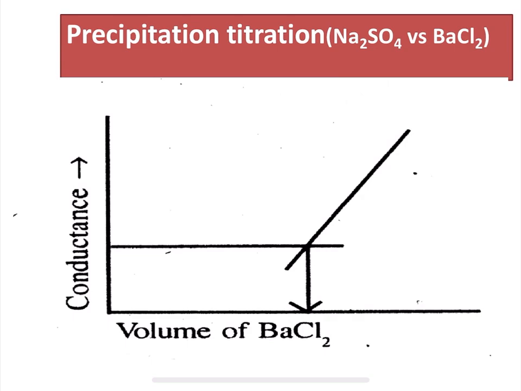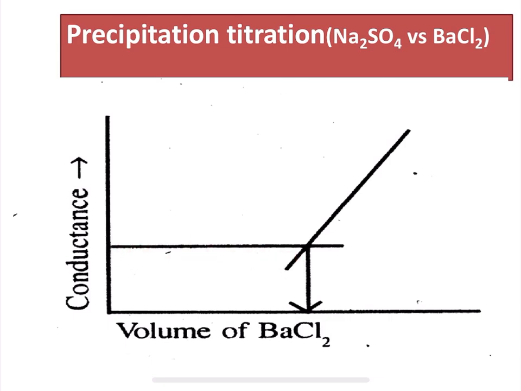So till the end point, what happens here is the electrolyte sodium sulfate is replaced by sodium chloride of almost equal conductance. Okay, so the conductance of sodium sulfate and the conductance of sodium chloride are almost equal. So that is why we are going to get a constant conductance measurement till the end point.